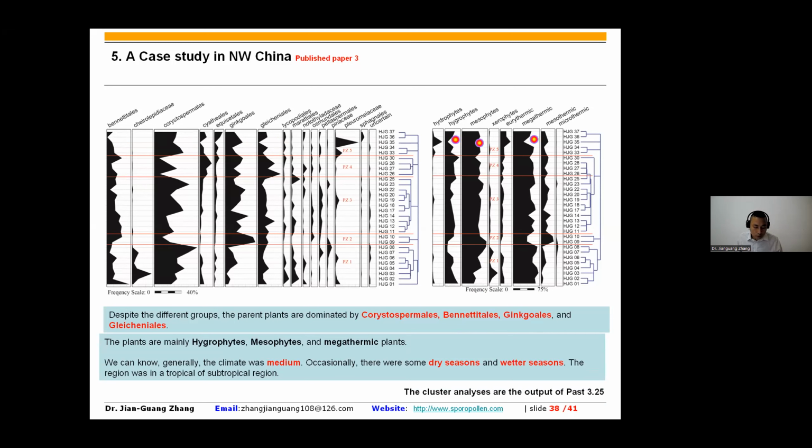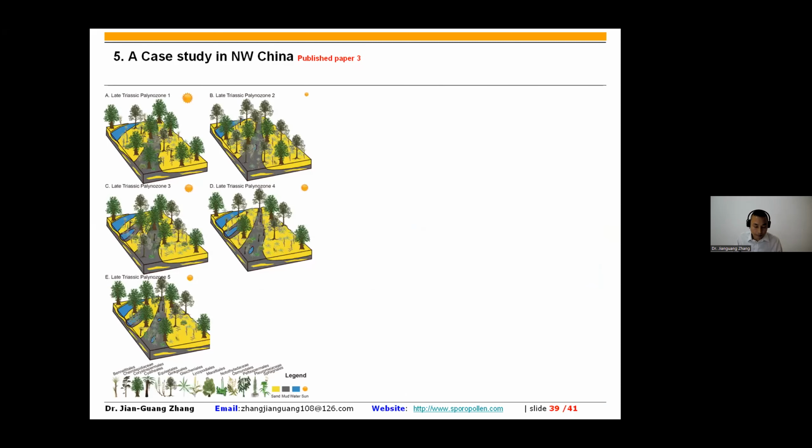We can note generally the climate is medium. Occasionally, there was some dry season and wet season. The region was in a tropical or subtropical region. Based on the results, the paleoenvironments of the late Triassic are reconstructed.